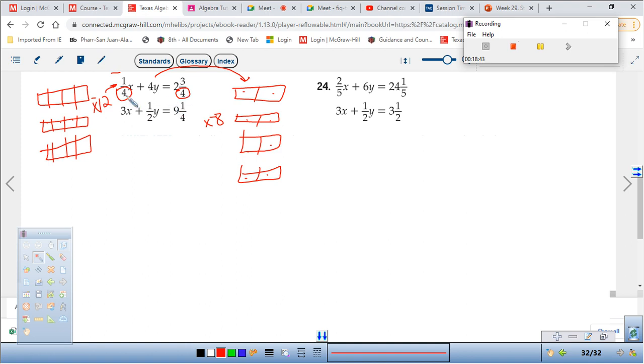If you multiply by 4 and just get rid of all the fractions, the top one becomes x, this one becomes 16y, and this one is what? 8, 9, 10, 11. This one becomes 11. On the bottom one here, if I were to multiply by 4, that one becomes 12x. That becomes 2y. And that one becomes, what, 36, 37.